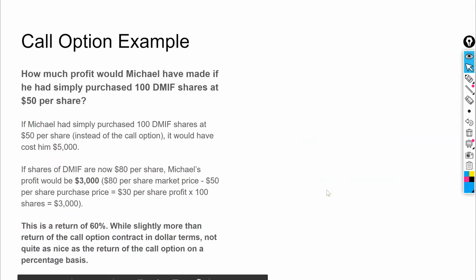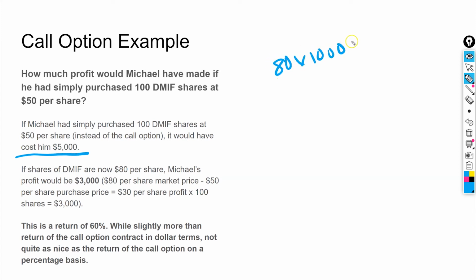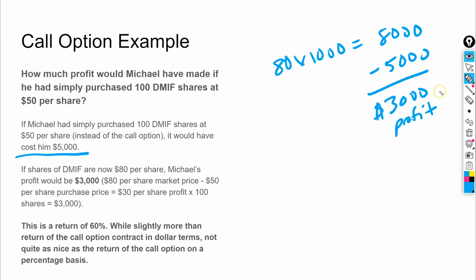Okay, so continuing with the comparison, how much profit would Michael have made if he had simply purchased the 100 shares at $50 a share? Well, we know that would cost him $5,000, right, for 100 shares. If the shares are now $80 a share, 80 times 100, the value of his shares would be 8,000, right? We know he paid 5,000, so we've got to subtract 5,000. His profit would be 3,000, right?